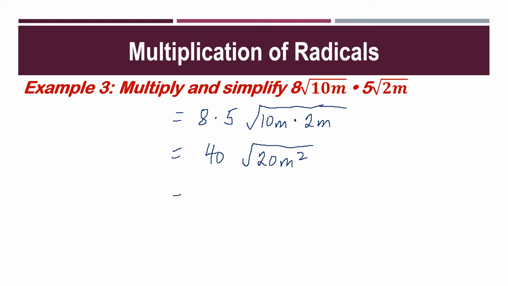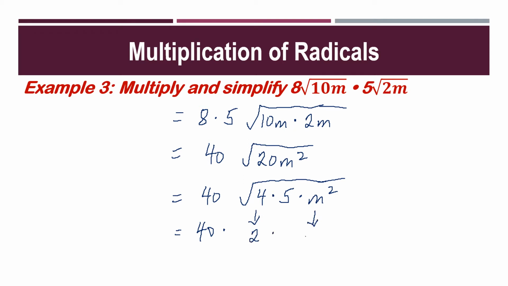20m squared. If you try to observe, 20 still has a factor which is a perfect square. So the factor of 20 which is a perfect square is 4. So 20 is the same as 4 times 5. So we have 4 times 5 times m squared. 40 times the square root of 4, which is 2, and the square root of m squared is m. And then 5 will be left inside the radical sign.